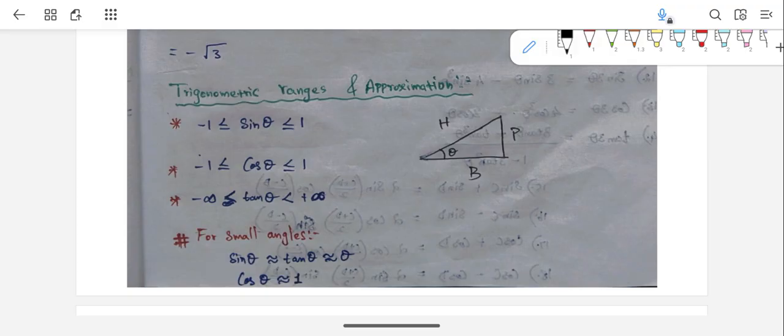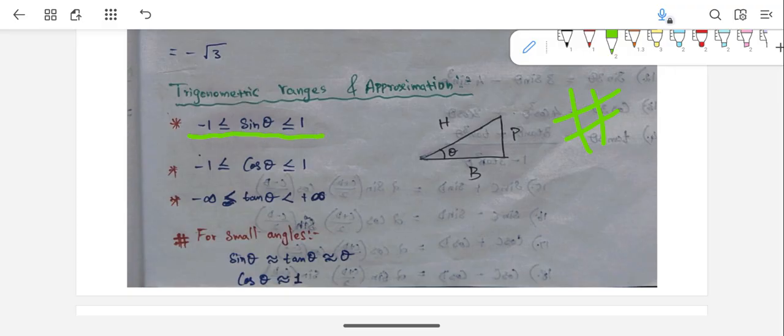In that, first we are going to see about trigonometric ranges and approximation. It's nothing but a simple thing which you need to remember, and it is very important, guys. Right here you can see I have written minus 1 is less than or equal to sine theta is less than or equal to 1.